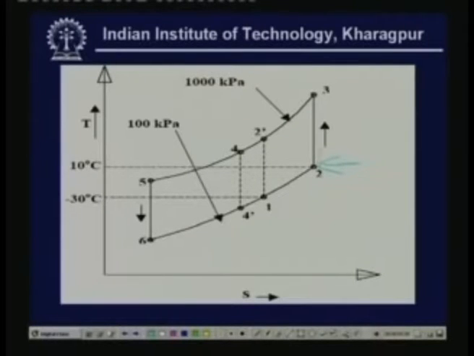So, the air is compressed reversibly and adiabatically. So, entropy remains constant during this process. So, this is the reversible and adiabatic compression. Okay. And during this process the pressure increases from 100 kilopascal to 1000 kilopascal, and you can also see that temperature is also increasing because of the compression. Okay.